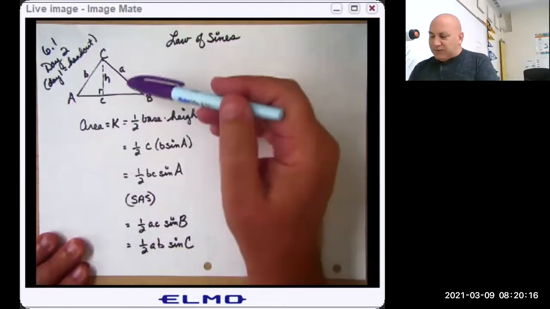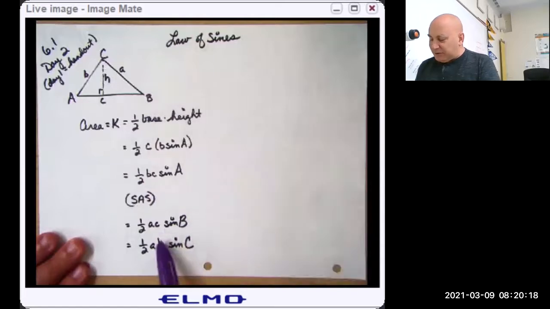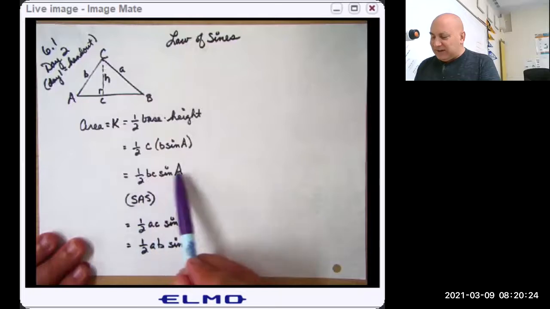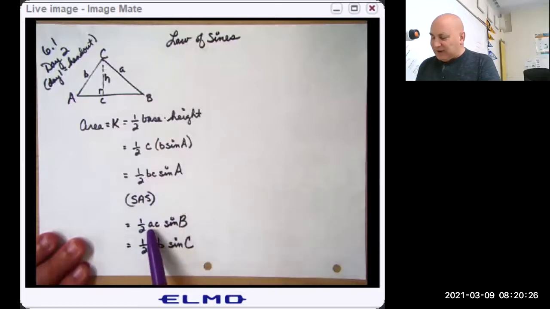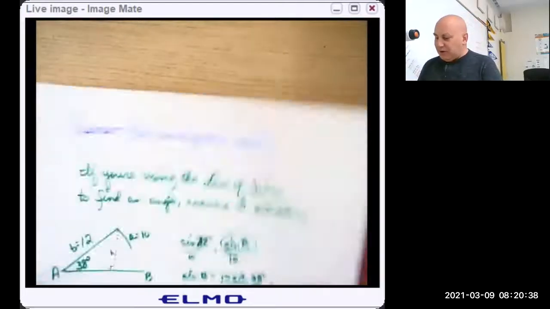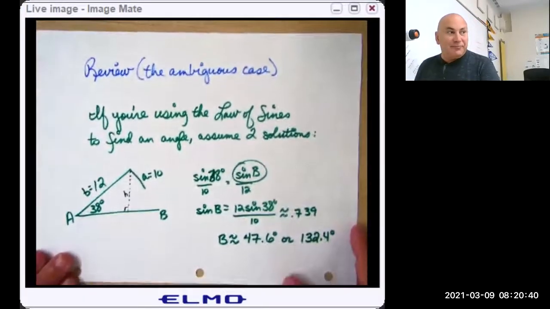And of course, if you switch all the lettering around, if you know sides B and C, you need angle A. If you know sides A and C, you need angle B. If you know sides A and B, you need angle C. So those are the formulas for finding the area.